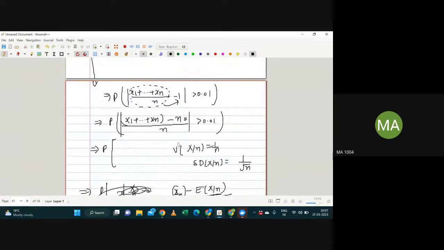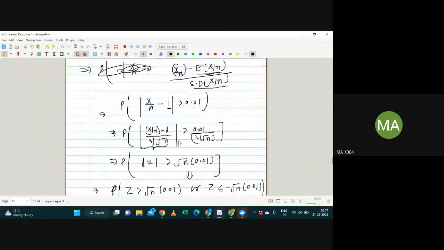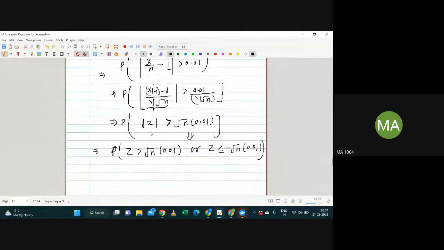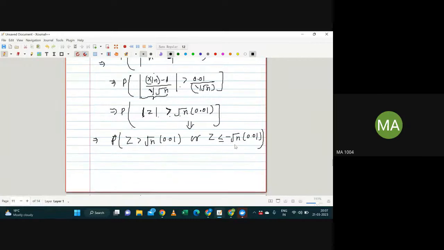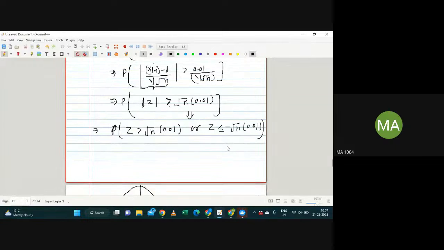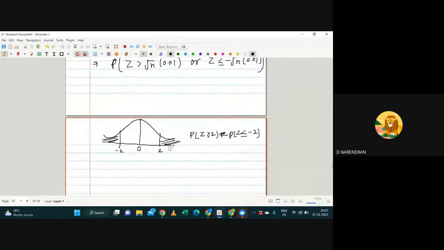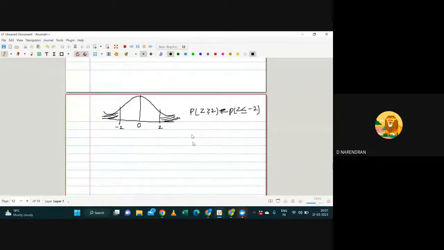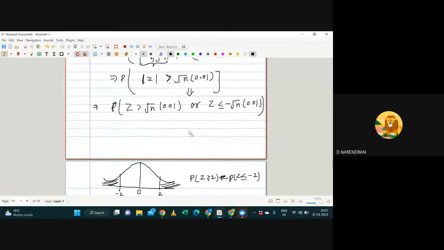I'm just trying to explain how you will use the CLT. The basic fundamental of CLT is I have to make it standard normal, right? So here I make it standard normal. If I'm writing mod of z greater than root n 0.01, that means z is greater than root n 0.01, or z is lesser or equal to minus square root of n 0.01. Is this step clear? Yes, sir. Because of the mod, we are splitting it into two parts.